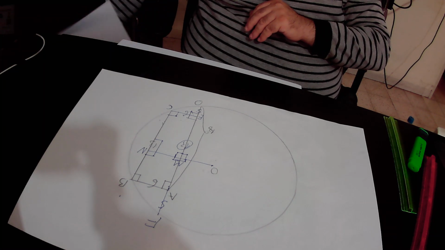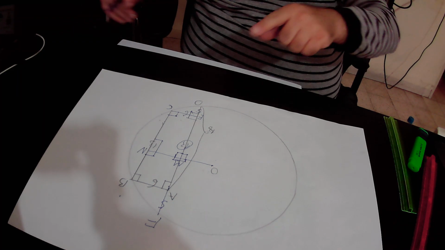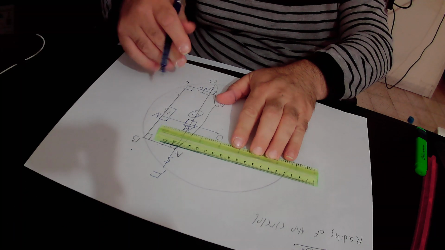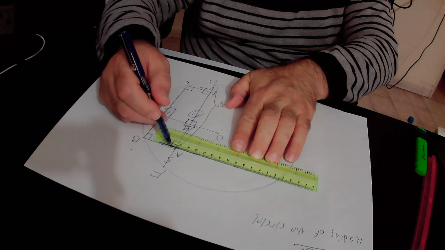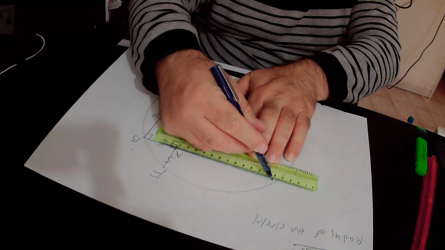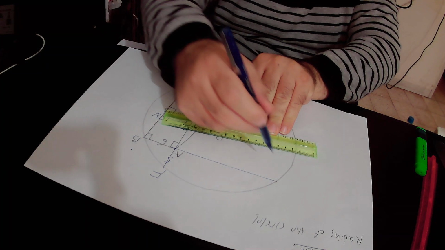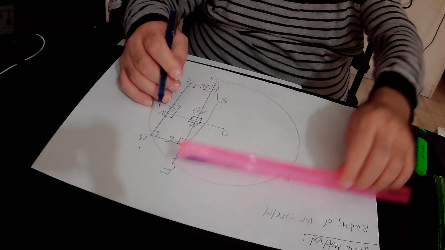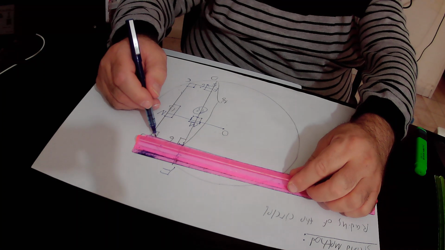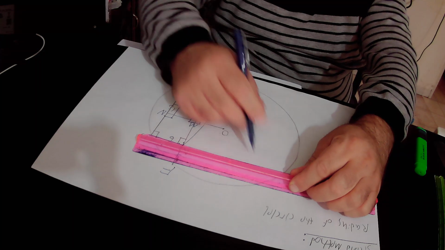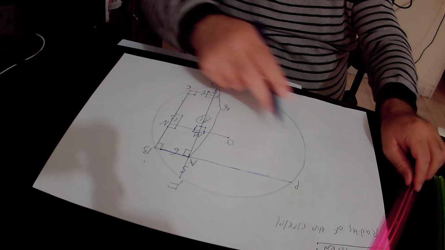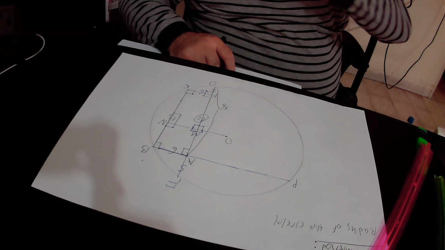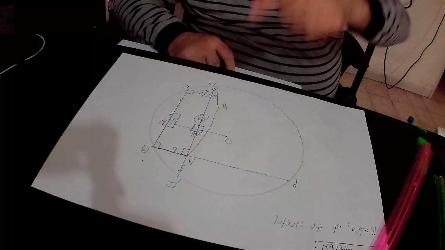In the next step, we will extend side BA until it touches the circle at point P. So we created here chord PB, and we have here chord FD that intersects with chord PB at point A.